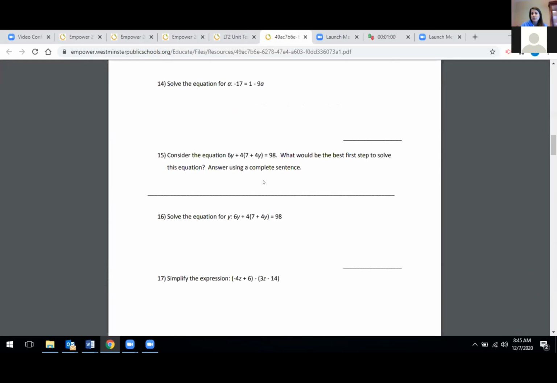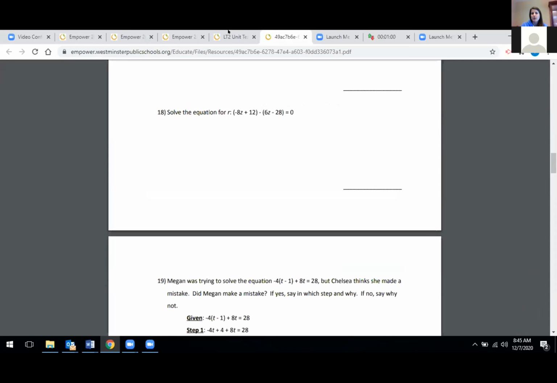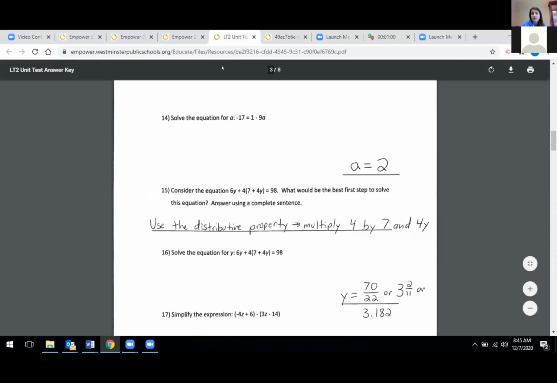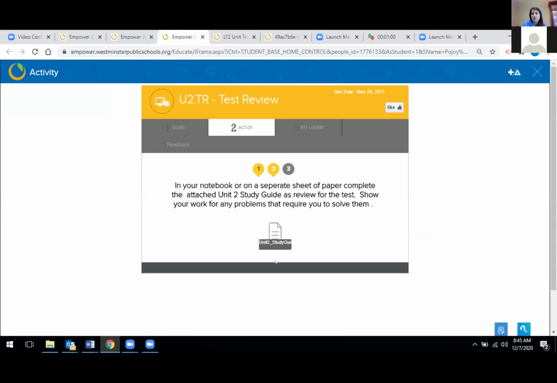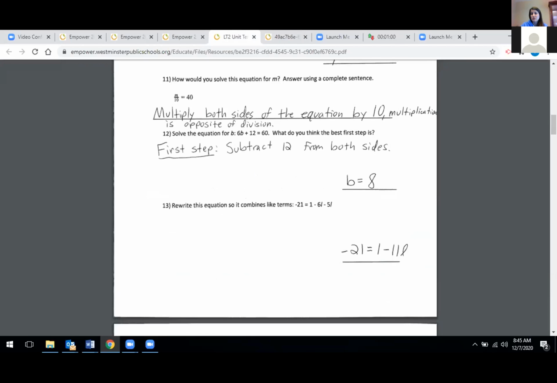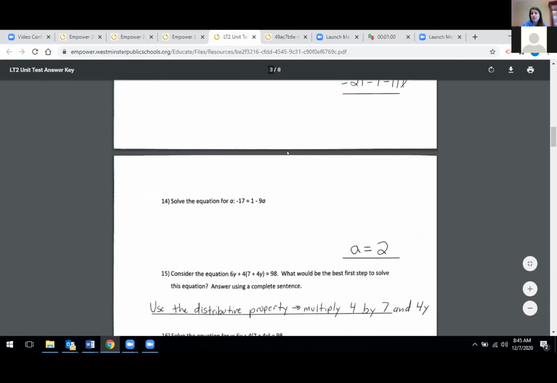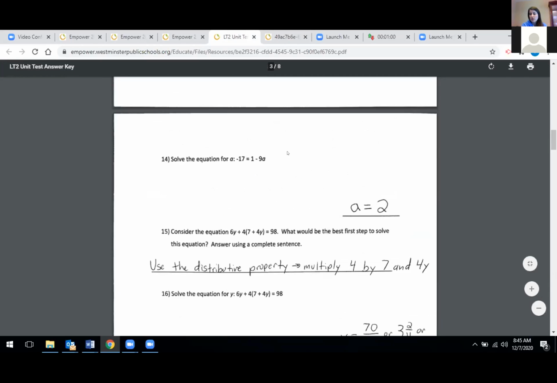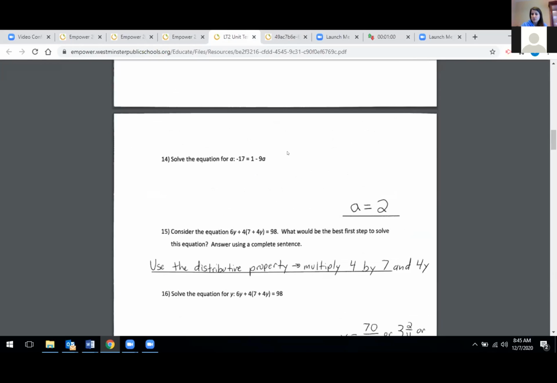Okay, now you say, how do I know if I'm doing them correctly? There is an answer key. Under step 2, answer key, don't just copy the answers. You want to actually do the work for it. And if you do the work, check your answer here. You can then take a picture and submit your work to me. I can use that as evidence as well.